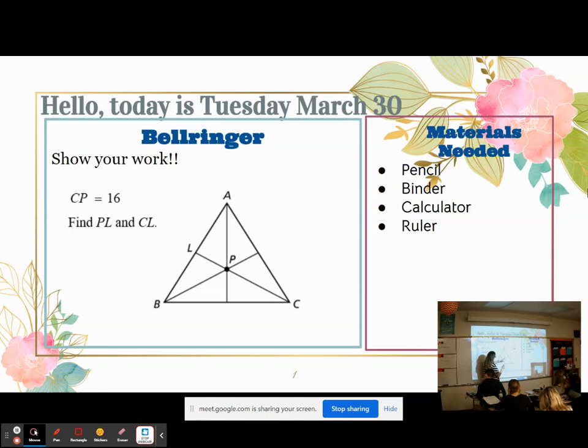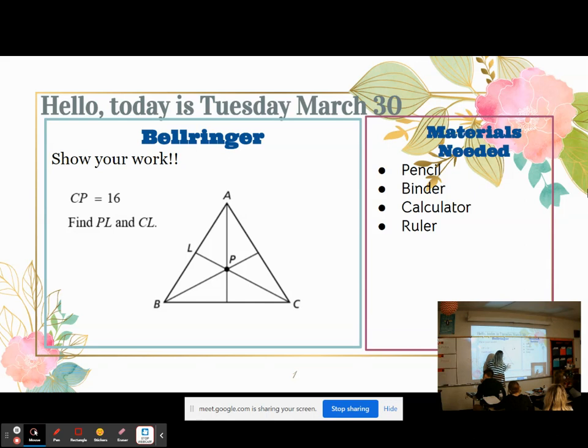Okay, so if they gave you PL and wanted CP and CL, this one's 8, and then you can break this up into 2 parts, and that means each of these is 8, so you would do 8 and 8, and then to get CP, you just add 8 and 8 together and get 16. So CP would be 16, and then the whole thing would be 24.